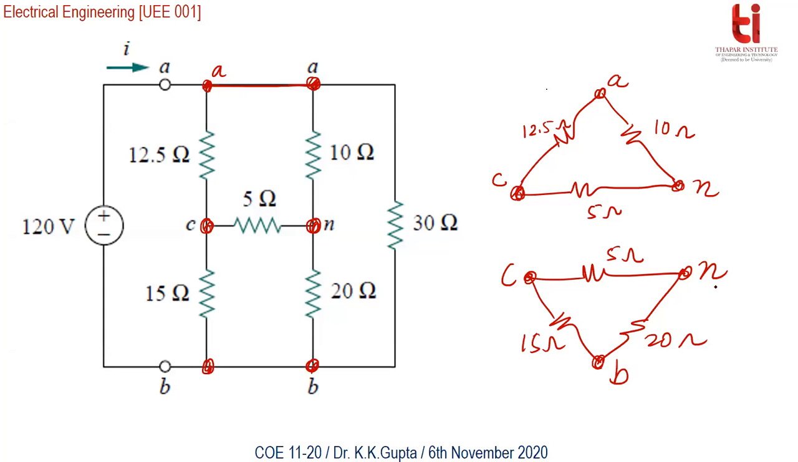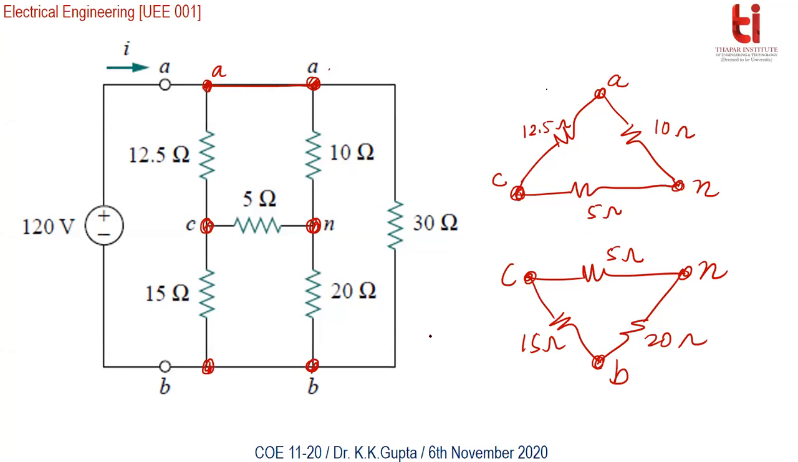और कोई डेल्टा दिख रहा है क्या? 10, 20 और 30 वाला? Yes, 10, 20 and 30. That is also making a delta. The corresponding junctions are A, N and B.